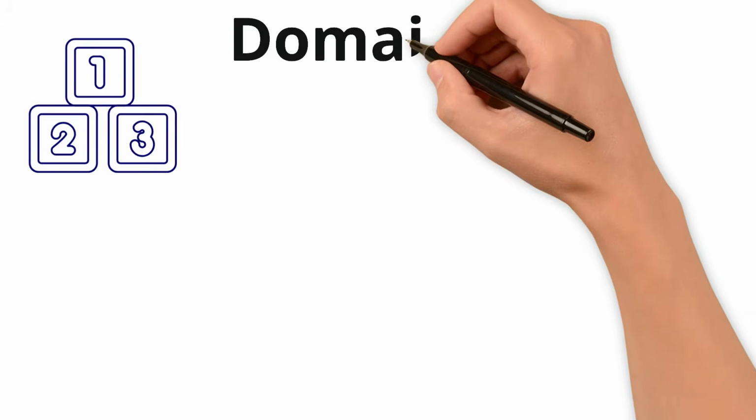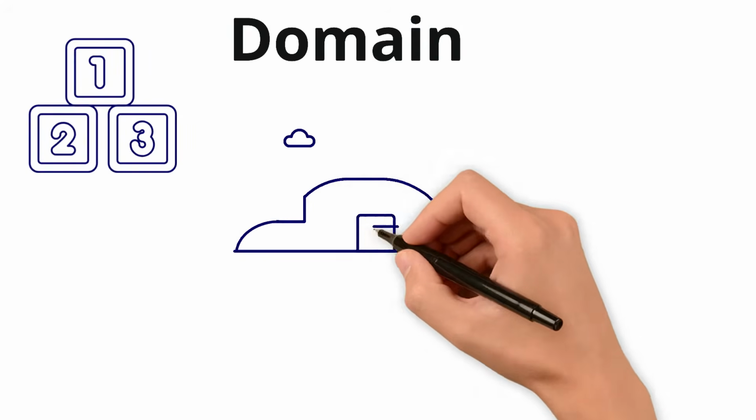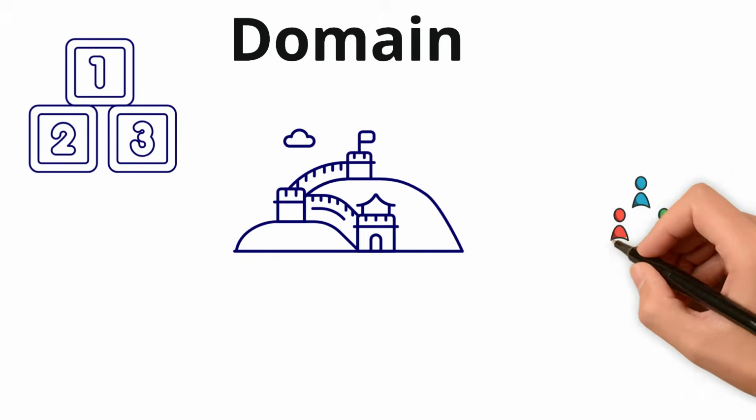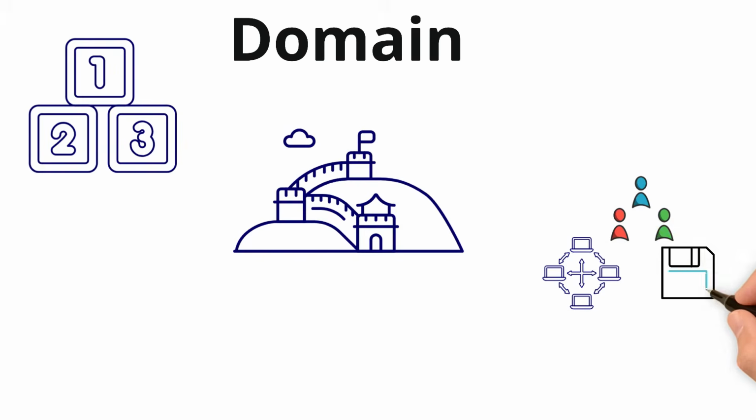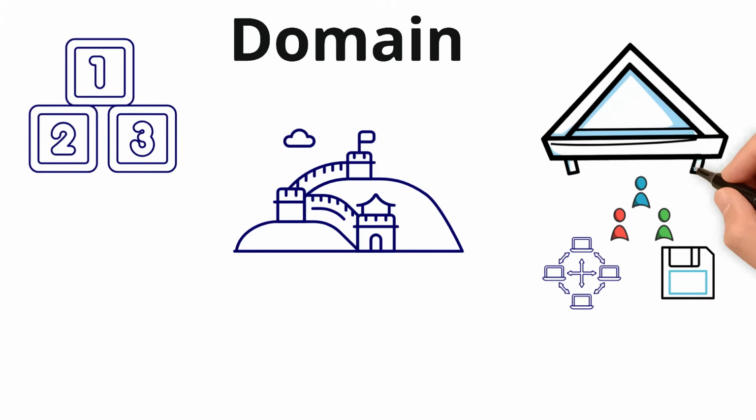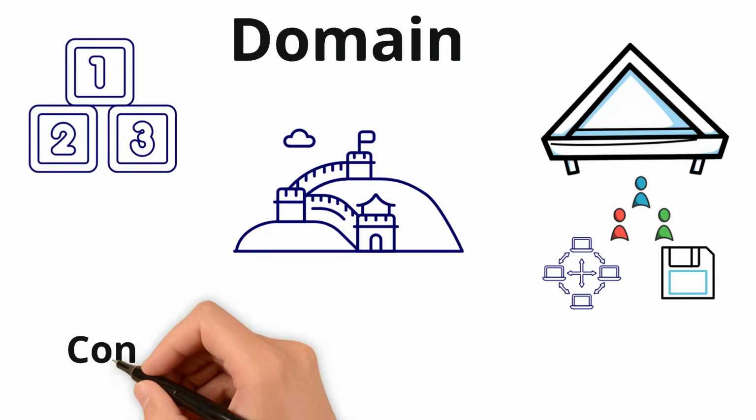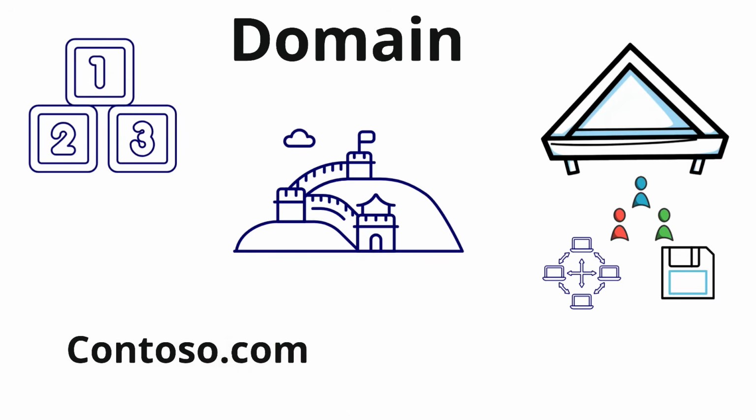First, there's the domain. A domain is basically a boundary, a group of users, computers, and resources that are all managed together under one roof. For example, a company called Contoso might have a domain called contoso.com.